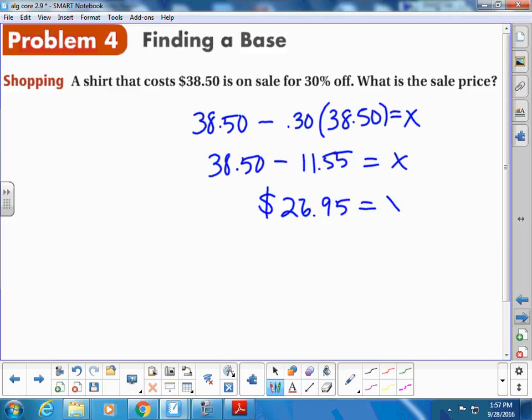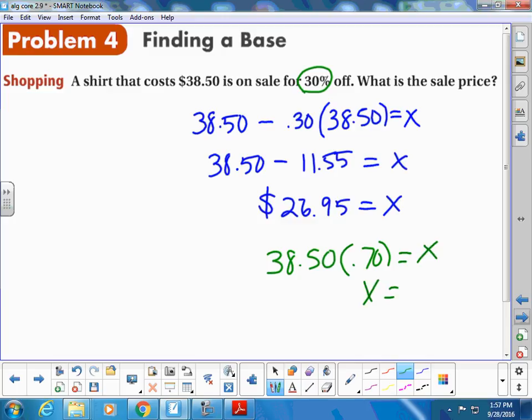I can show you another way that we could do it quickly. It says you're getting 30% off. You're not paying for 30%. So that means you are paying for 70%, because altogether it's 100% for the cost of something. So if you're not paying 30, you are paying 70. So we could have just taken 38.50 times the 70% that we're paying, and that should give us the same answer. 38.50 times 0.7. Hey, look at that. It also equals $26.95. So there are two different ways of doing it.